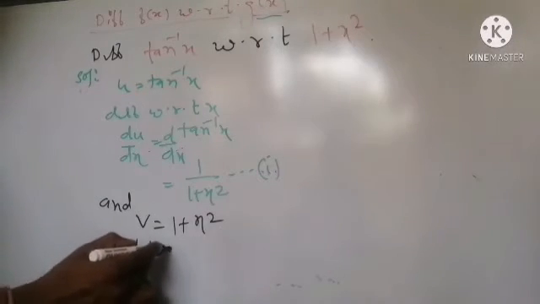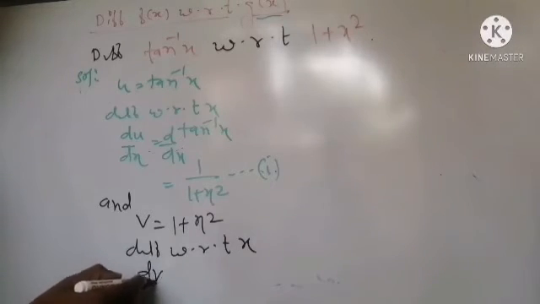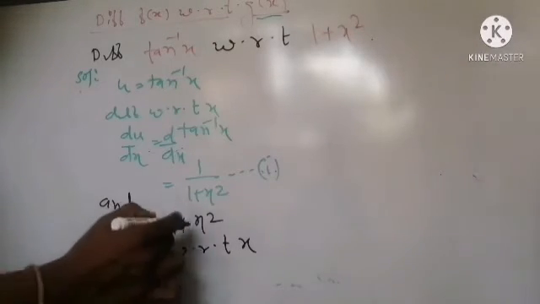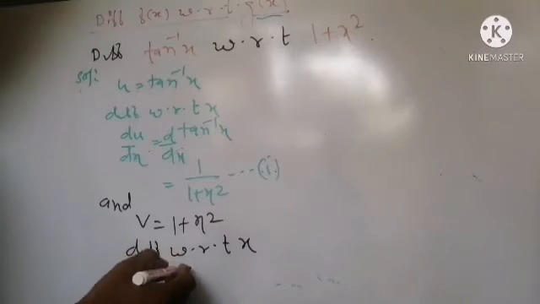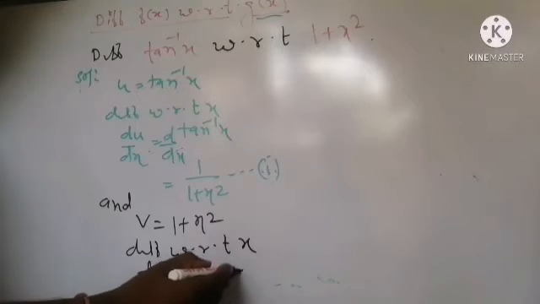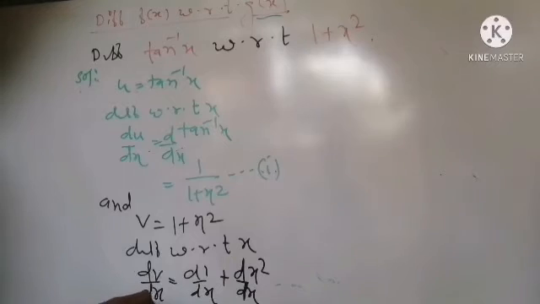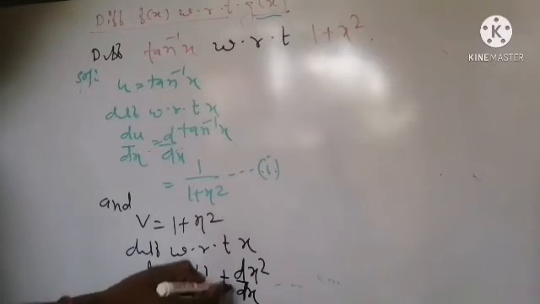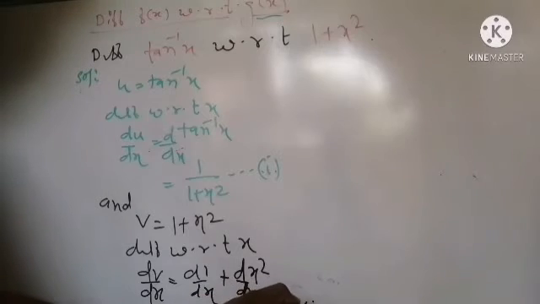Again differentiate this with respect to the independent variable x, so dv by dx. On the right hand side there is addition, so I apply the addition rule. Separate the derivative of each term. The first term is 1, so the derivative of 1 with respect to x plus the derivative of the second term x square with respect to x. As 1 is a constant, its derivative becomes 0, and x square is a power function, its derivative is 2x. I put this as number 2.